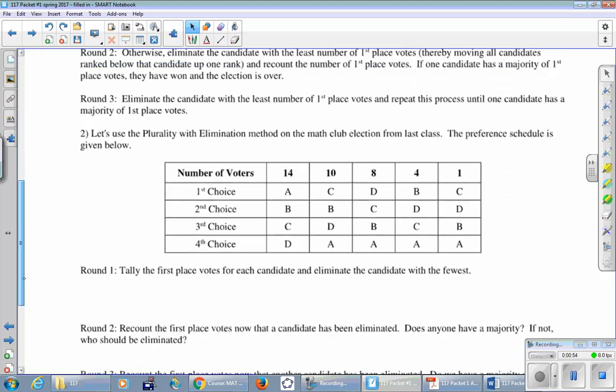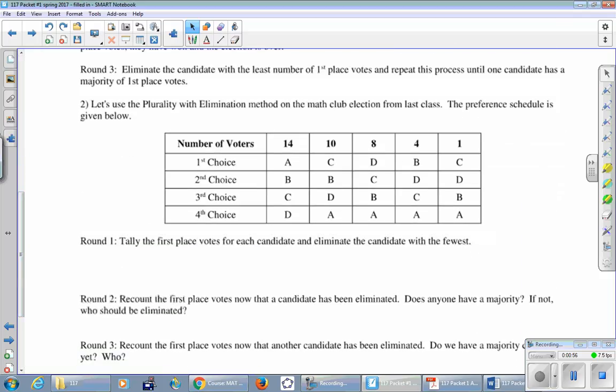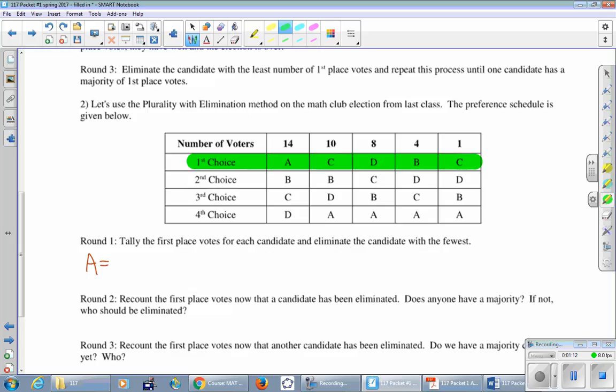Number 2. Let's use the plurality with elimination method on the math club election from last class. The preference schedule is given below. Round 1, tally the first place votes for each candidate. Let's begin there. So A, looking at first place votes only, that means we are in this row. I can see A right here, but that's not just a single first place vote, that's actually 14 first place votes. So let's give A 14 first place votes here.